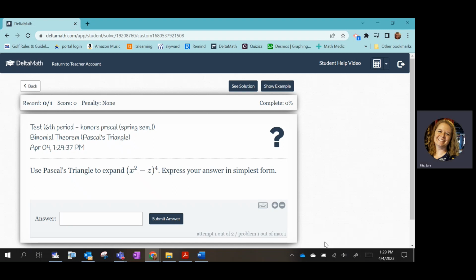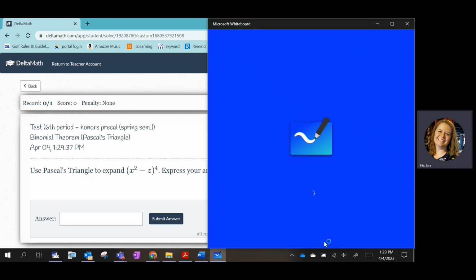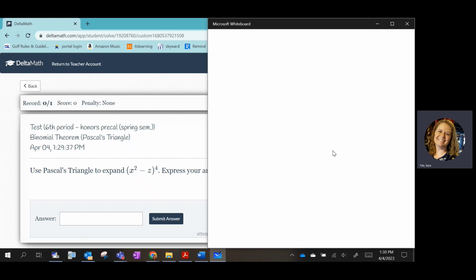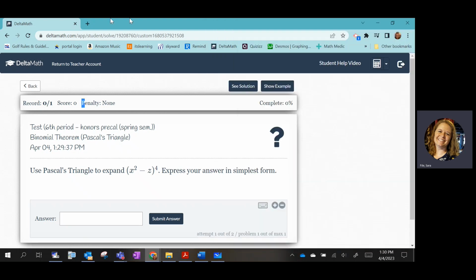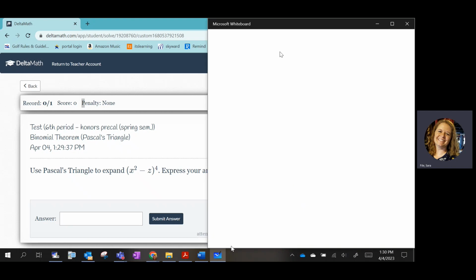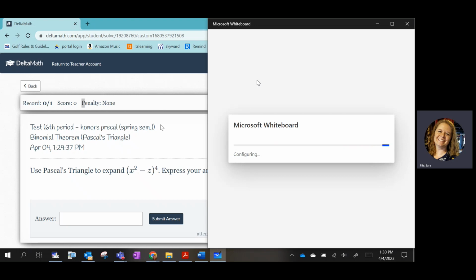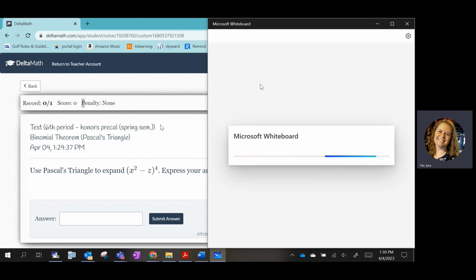So we want to do x squared minus z to the 4th power. We want to expand this, okay? So what I suggest doing to show your work, or until you really get a better hang of this, go back to my whiteboard here. Yes, this Delta Math just opened today and it'll be due on Thursday.